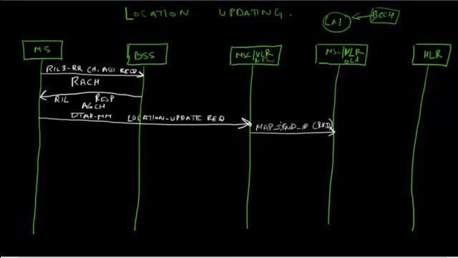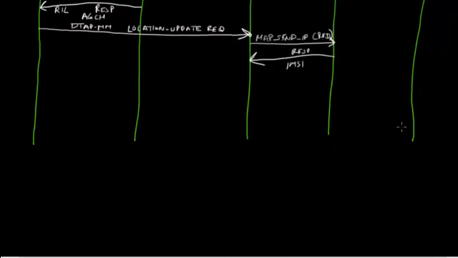Now this message actually means that, hey, this new MSC VLR is saying to the old one, send me the IMSI, the international mobile subscriber identity of the mobile, because I want to authenticate. This comes back as a response message which has the IMSI of the mobile. Now at this point in time, MSC VLR, actually let's draw this further.